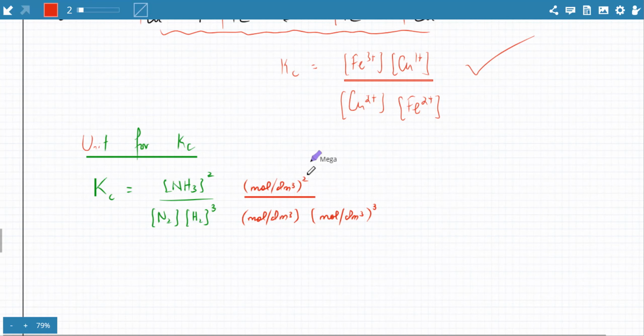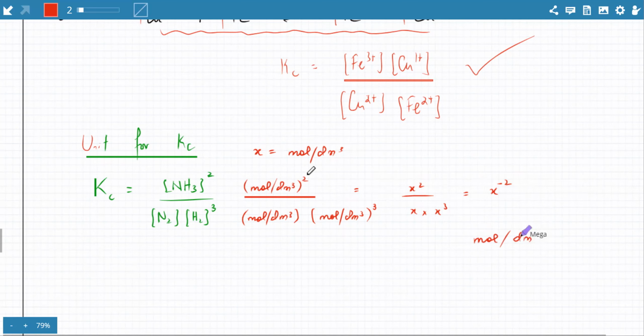What you can usually do is take x as being equal to mole per dm cube. This makes the whole expression much simpler. It's going to be x squared divided by x into x cubed. If you simplify this, it comes out to be x to the power minus 2. That's it. And you can substitute what x was. x was mole per dm cube.